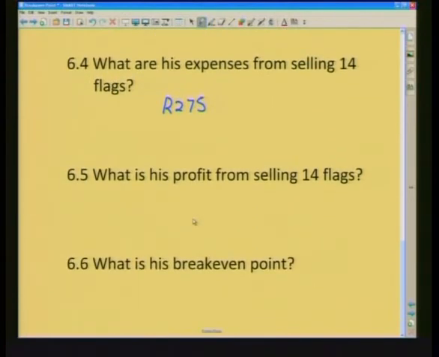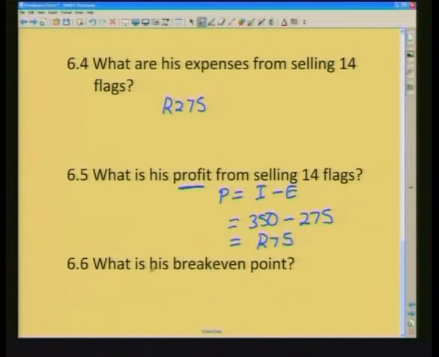The next part would like to know what his profit is. Remember, profit is equal to income minus expenses. So all we've got to do to find the profits is take away from the 350 Rand, take away 275, and 350 minus 275 is 75 Rand.